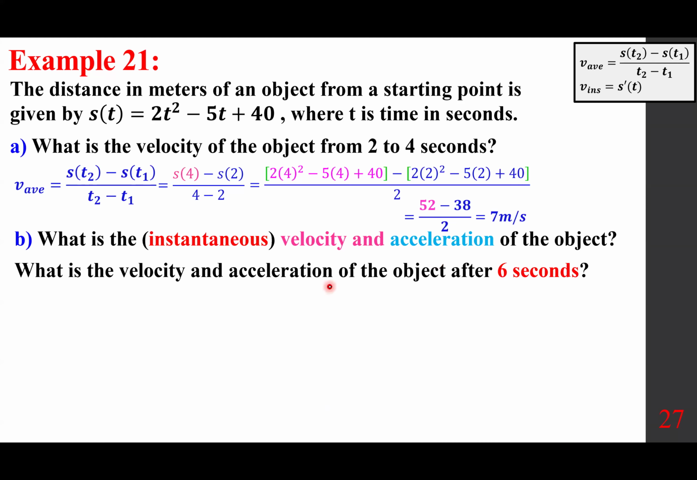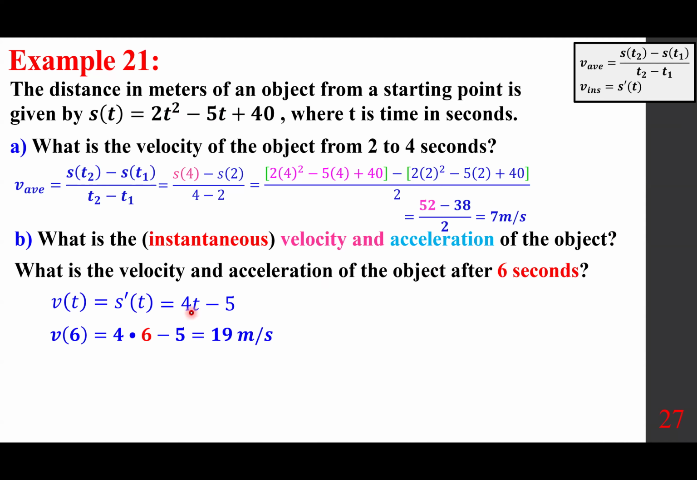Now, what is the instantaneous velocity and acceleration of the object? What is the velocity and acceleration after 6 seconds? We're talking about this part, calculus. So as you know, v is s prime, so it makes it 4t minus 5. After 6 seconds, 4 times 6, 24 minus 5 is 19 meters per second.